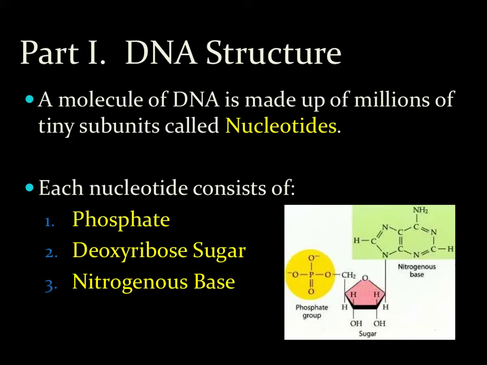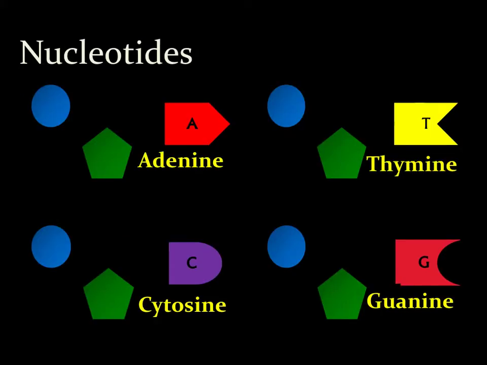It's a long polymer. It's made up of subunits called nucleotides, and each nucleotide contains these three things: the phosphate, the sugar, which is specifically deoxyribose, where the name comes from, and then a nitrogenous base. There are indeed 4 different types of nitrogenous bases, and we can just remember these letters: A and T, which are complementary, and C and G: adenine, thymine, cytosine, and guanine.